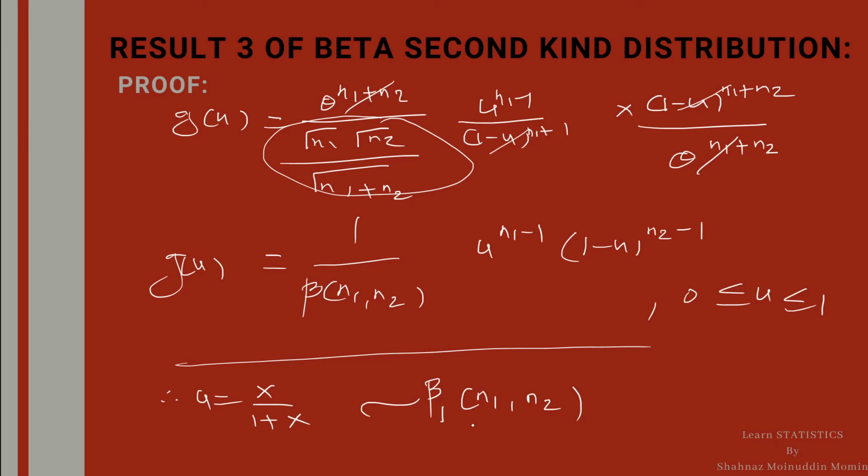Hence, in this way, in this lecture, we learn the distribution of x by x plus y, where x and y are independent gamma variates with parameters theta n1 and theta n2 respectively.